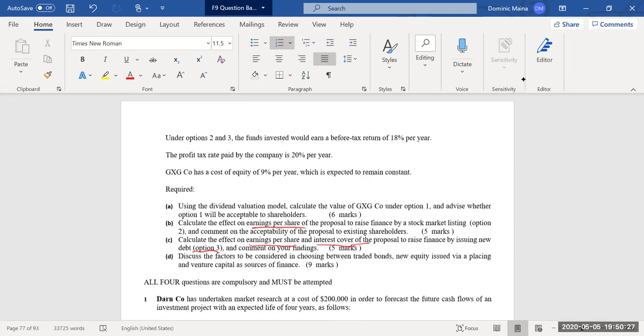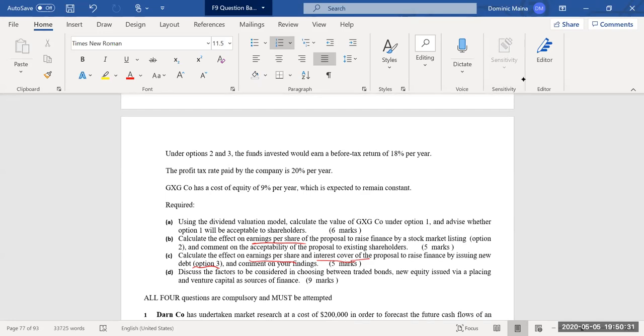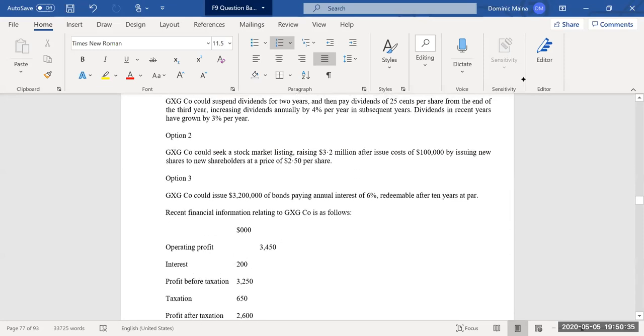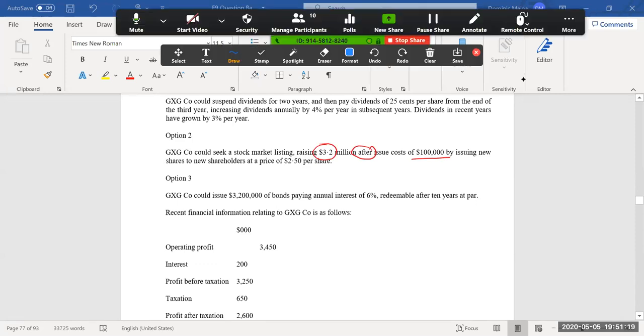So you can get earnings per share based on the stock market listing. In the stock market listing, the company wants to first obtain 3.2 million. But this 3.2 is after the 100,000, which implies that the total amount of money the company needs to obtain from that listing should be 3.3 million. That's where you can end up confused, and if you don't get it, you're going to have the wrong workings. The total amount we want to raise is 3.3. Once we take out the 100,000, we have the 3.2, which the company is going to use to finance the research. The first thing to note is that the company must raise 3.3. That's our first working.